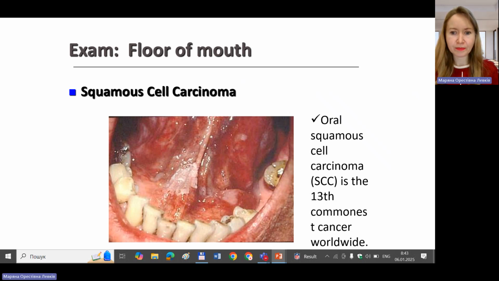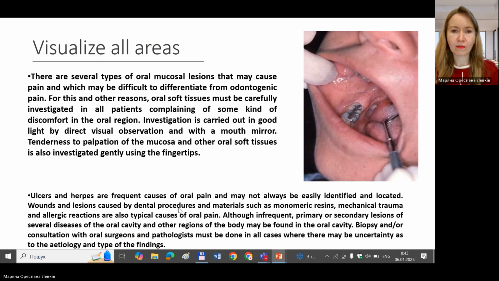Floor of the mouth. This picture depicts a pathological condition, squamous cell carcinoma. Oral squamous cell carcinoma is the 13th commonest cancer worldwide. It is very important to visualize all areas of the oral cavity.